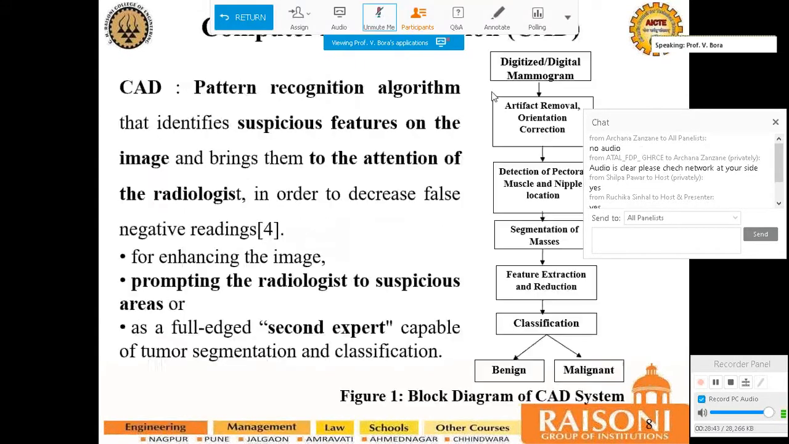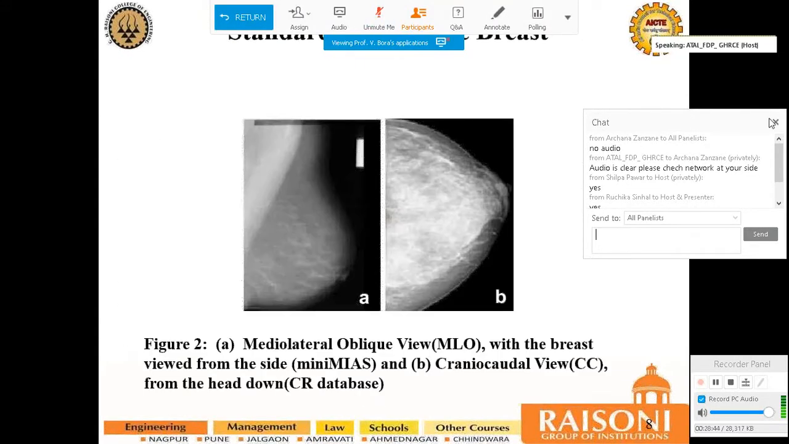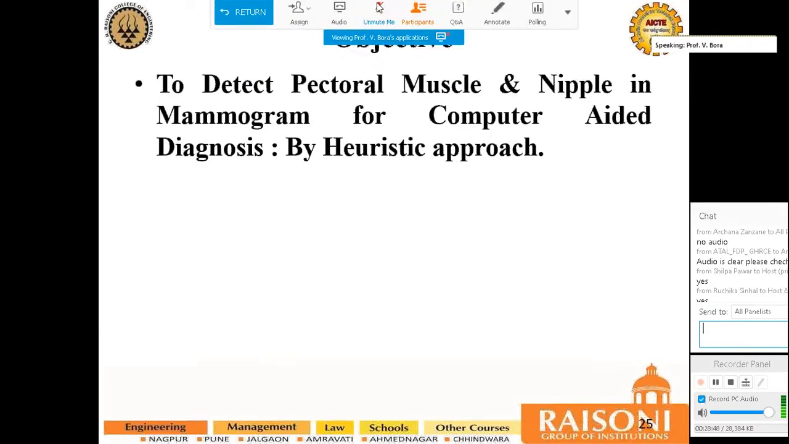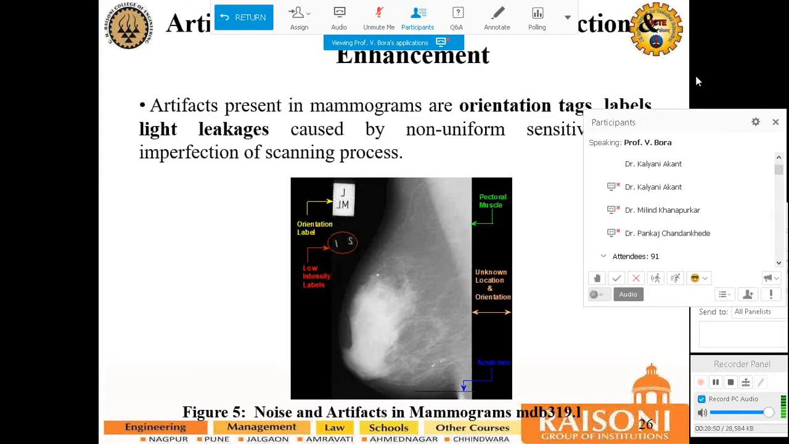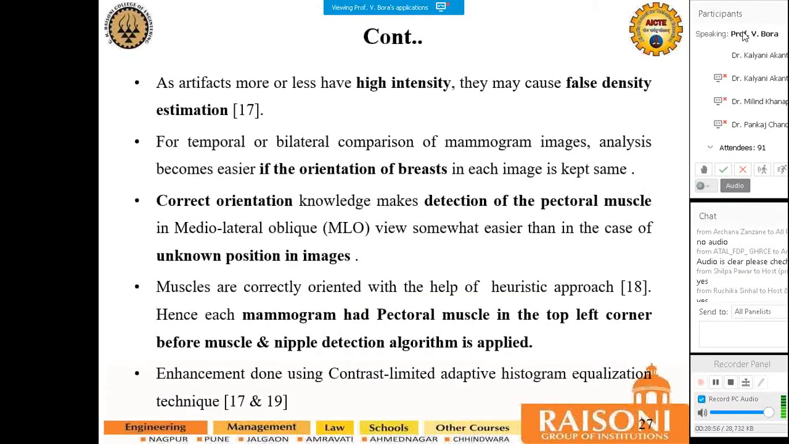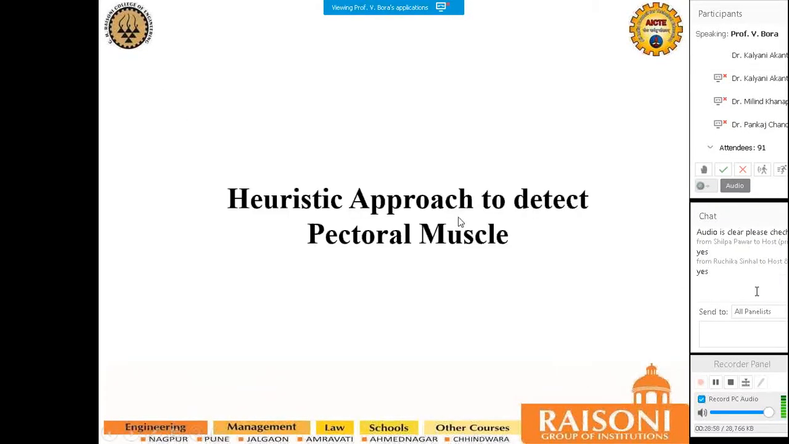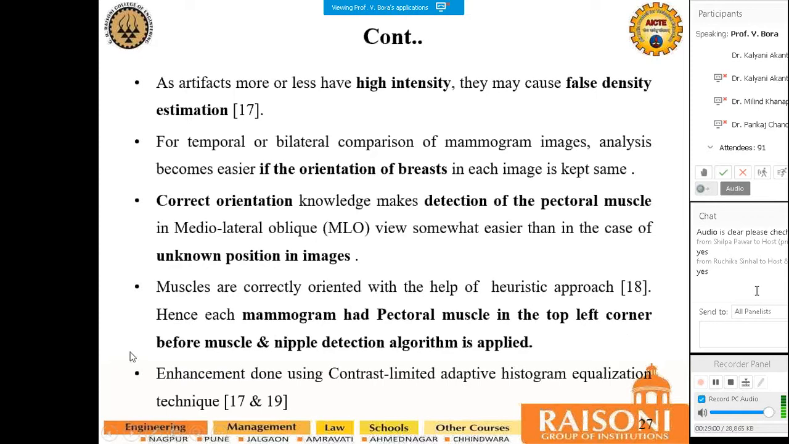So this correction we had done for the mammogram. First, in a CAD system, this is very much required. We had discussed that in the block diagram. So this correction was done here, and each mammogram had the pectoral muscle in the top left corner before the further segmentation is applied.